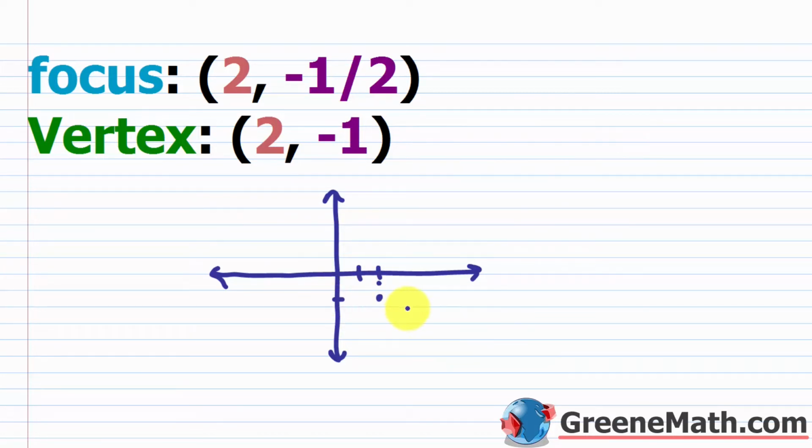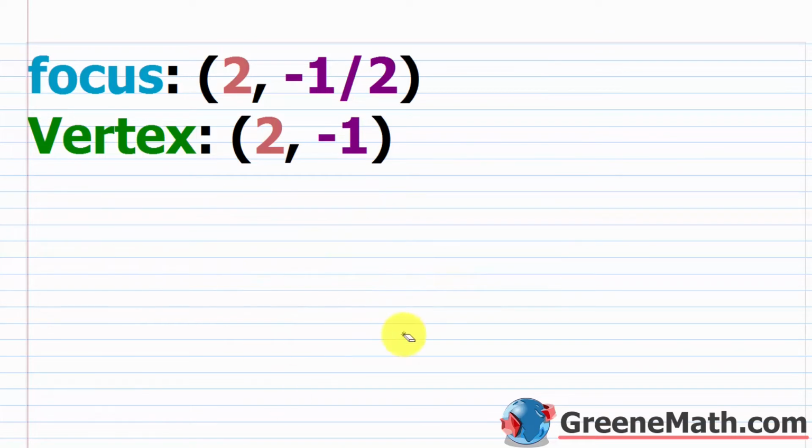Well, this guy's going to open up because the focus is above the vertex. So that's all you have to remember. You don't have to draw a picture each time. If your focus is above the vertex, it opens up. If your focus is below the vertex, it opens down. It's just that simple. If your focus is to the right of the vertex, it opens to the right. If your focus is to the left of the vertex, it opens to the left. So now that we know that, you know immediately that the p-value is greater than 0 if it opens up, and it's less than 0 if it opens down.